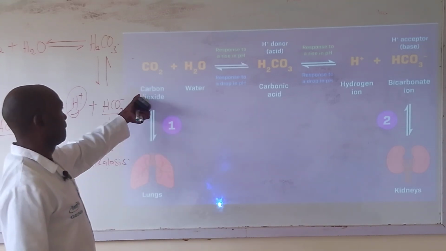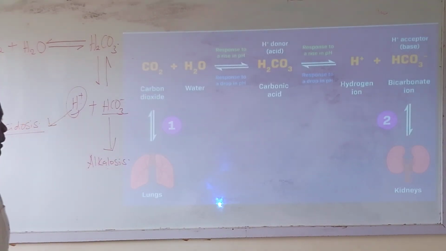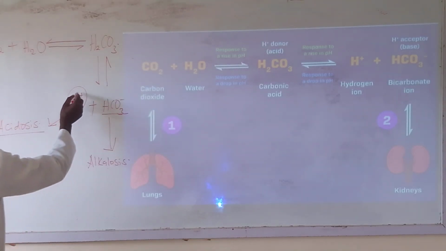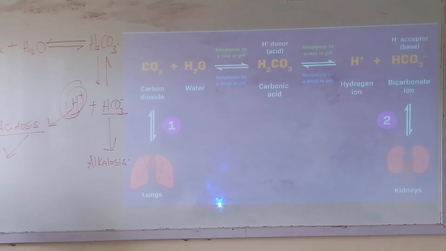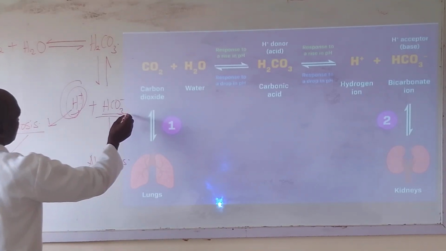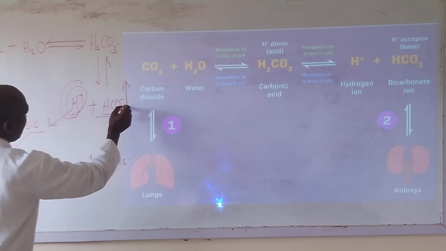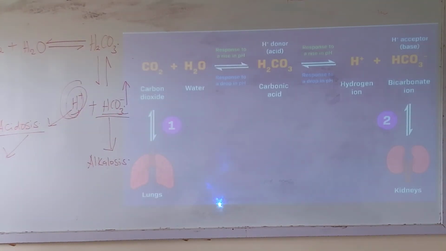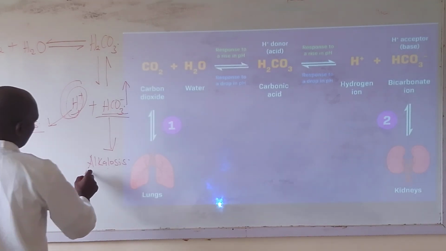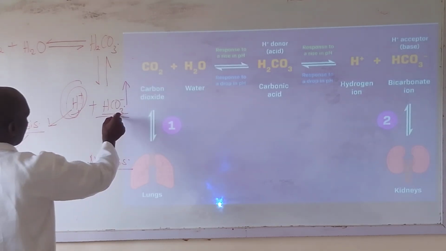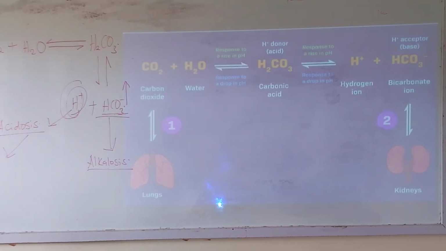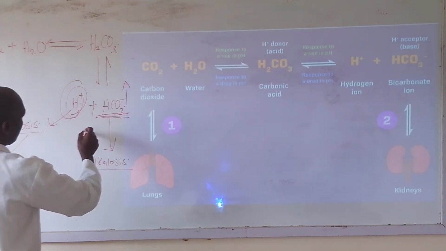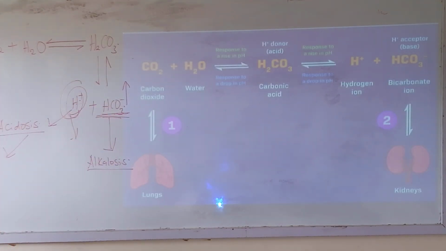And we said this reaction is usually maintained by an enzyme, we call it carbonic anhydrase. So whenever there is accumulation of hydrogen ions, or when the patient is in an acidotic state, the body will try to compensate by increasing the level of bicarbonates so as to neutralize the hydrogen ions. And the opposite is true. If the patient is in an alkalosis state, it means he has increased bicarbonate ions, and therefore to bring it to equilibrium, you need to increase the level of hydrogen ions.